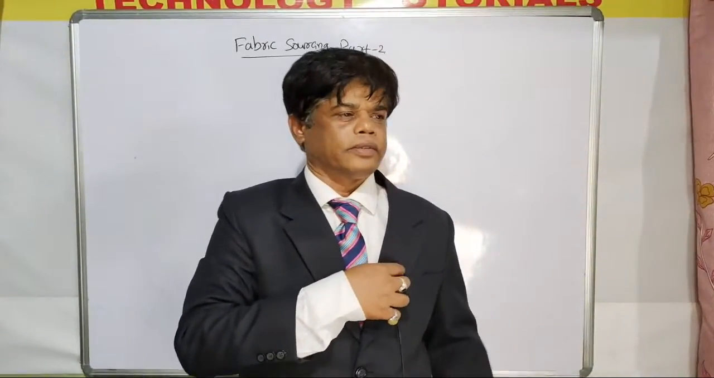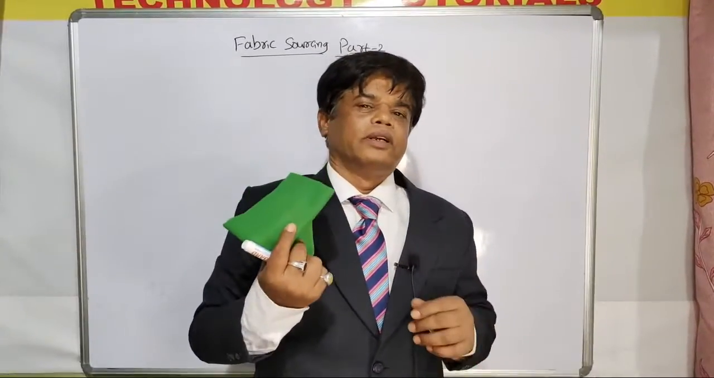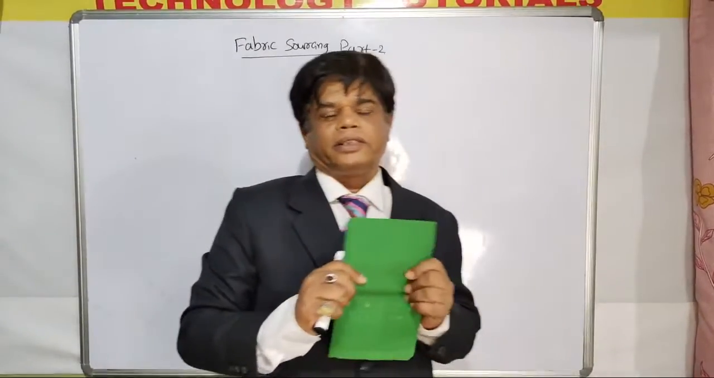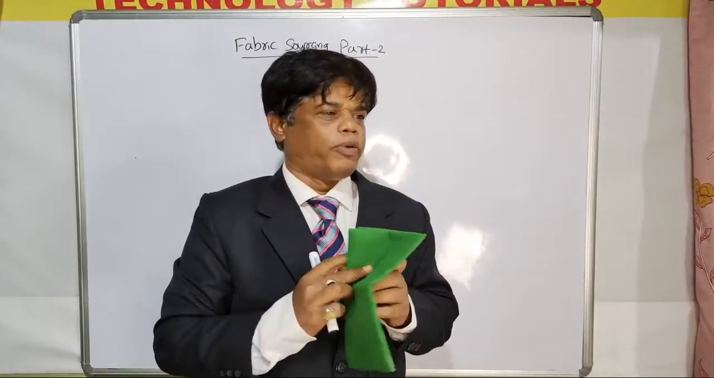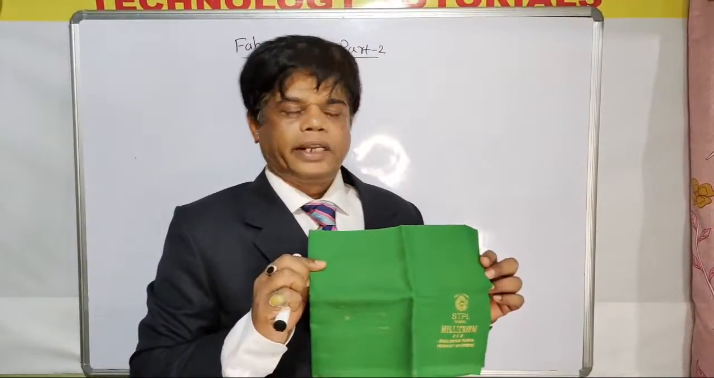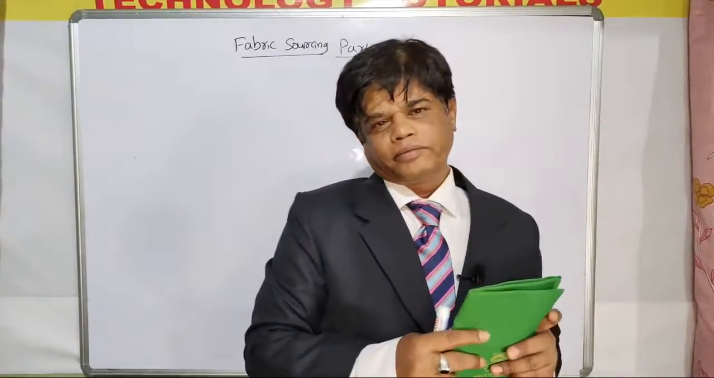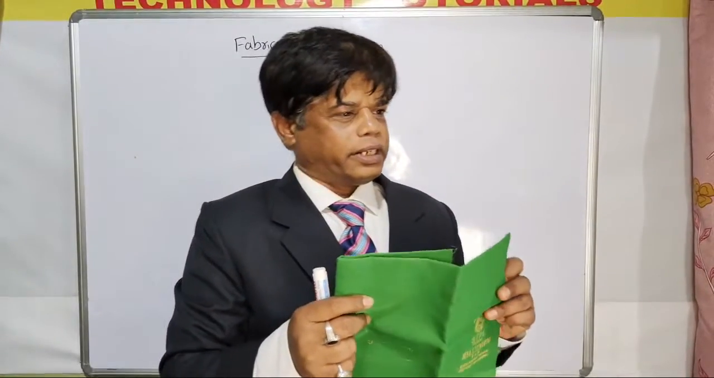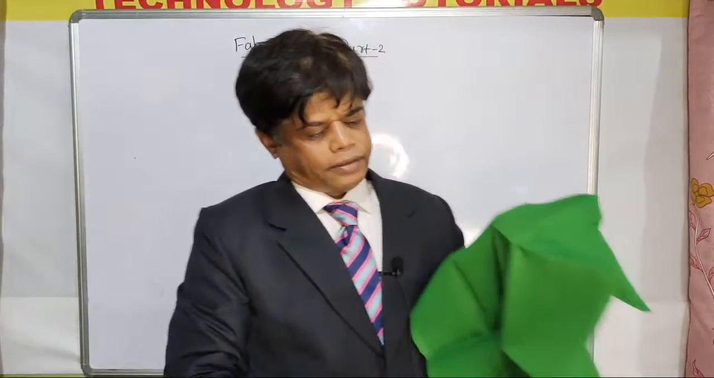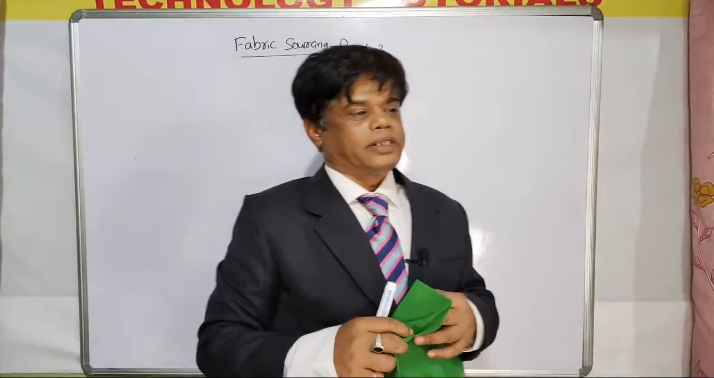I got this fabric. This is a poplin fabric, a light green poplin fabric. Say a blouse piece is there. In textile dyeing terms, this type of dyeing is called piece dyed.